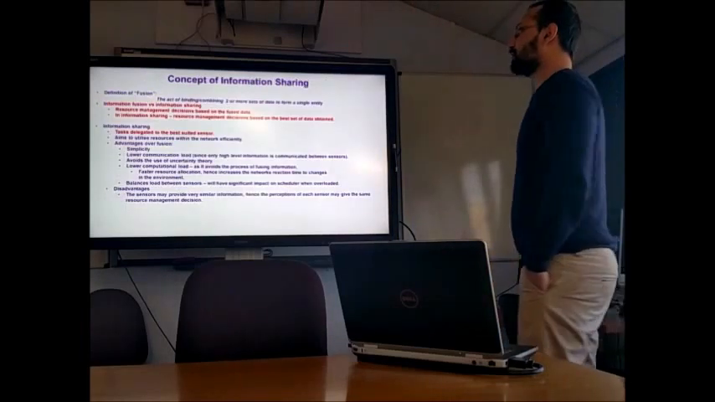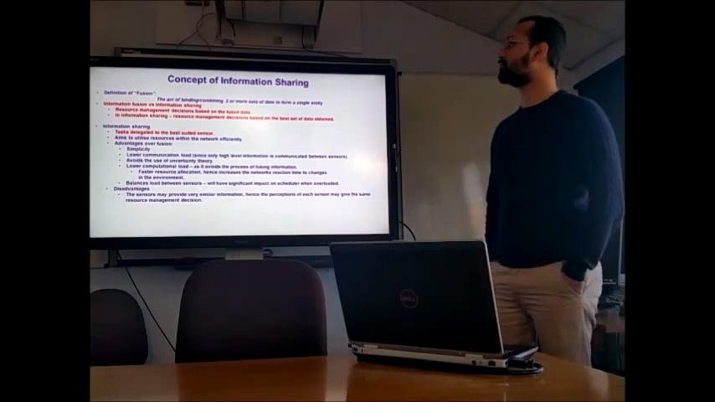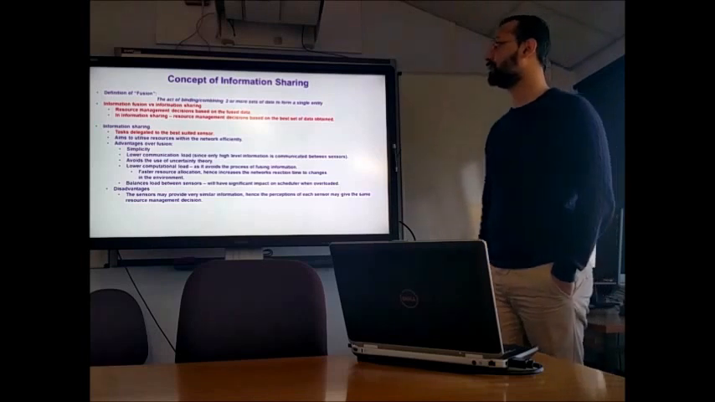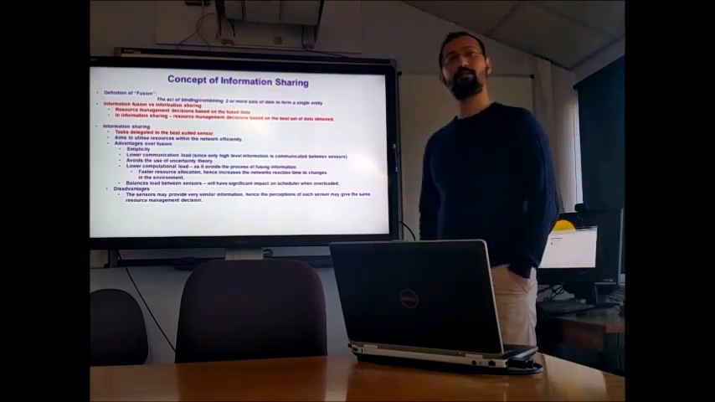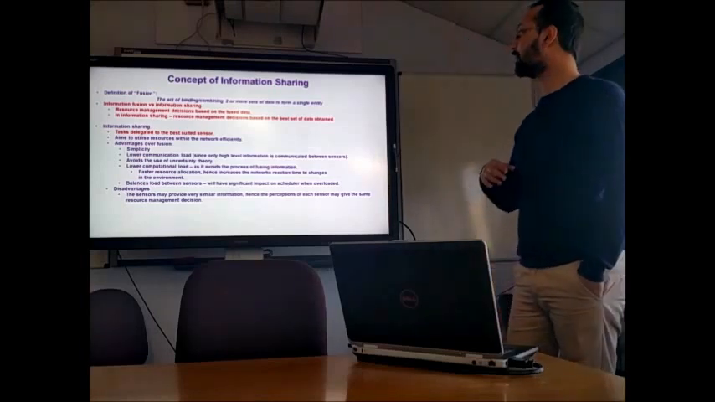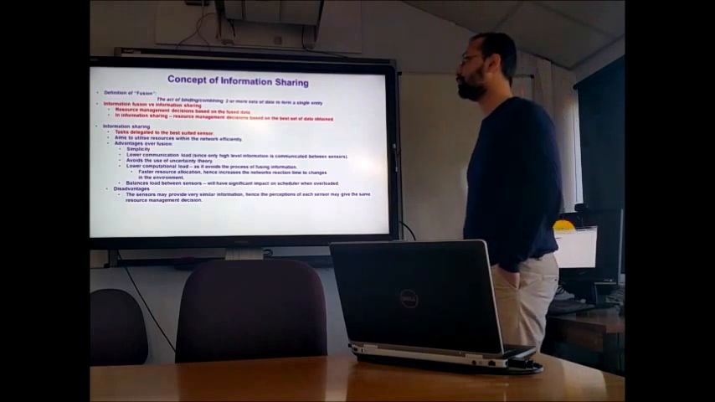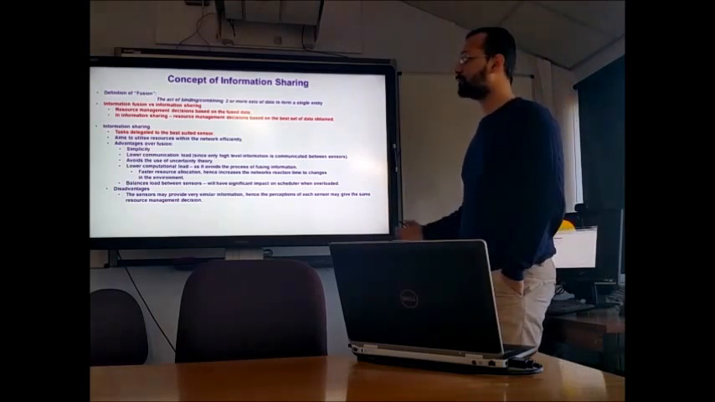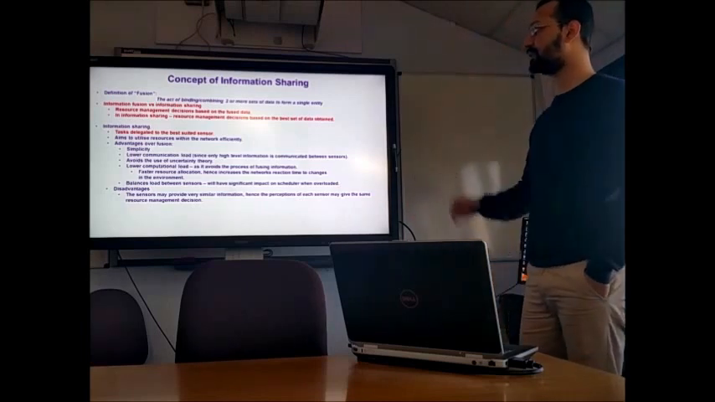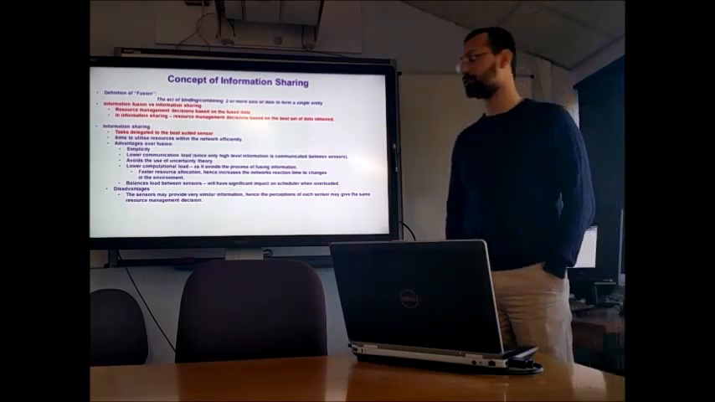In order to describe the concept of information sharing, we first define fusion, which is the act of combining two or more sets of data to form a single entity. This differs from information sharing because in information sharing we select the best set of data obtained from all the sensors and then make the resource management decision based on that. So in information sharing, we aim to delegate the given task to the best suited sensor within the network, which aims to utilize resources within the network efficiently.